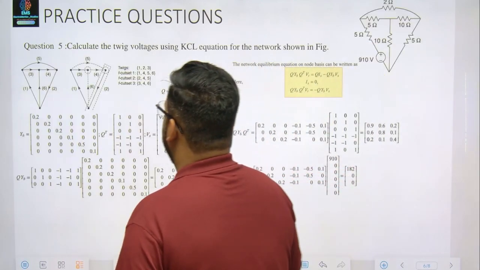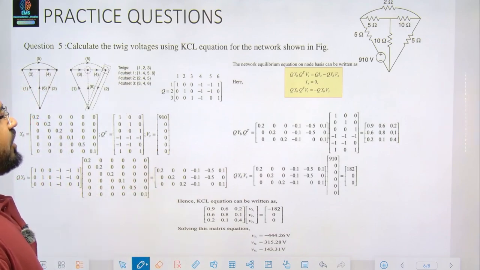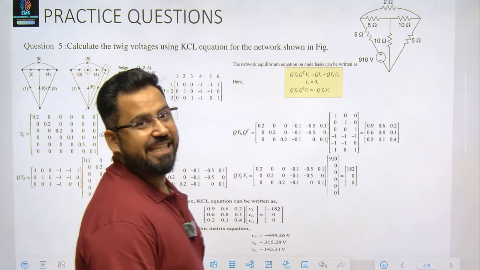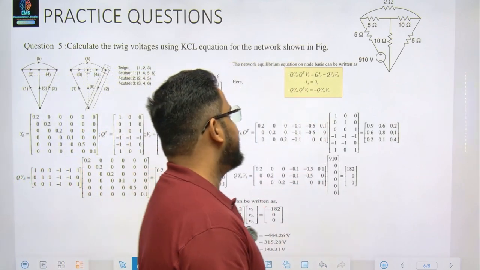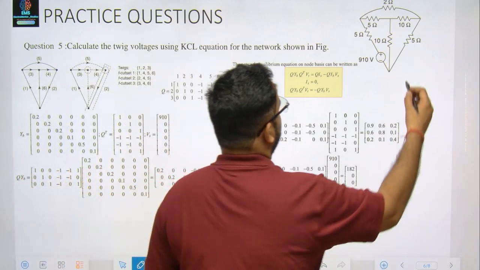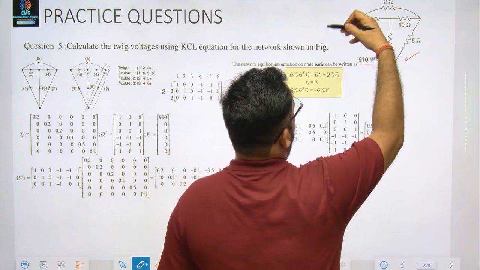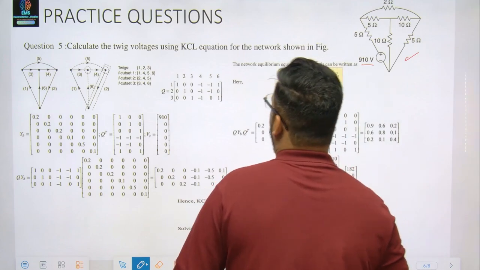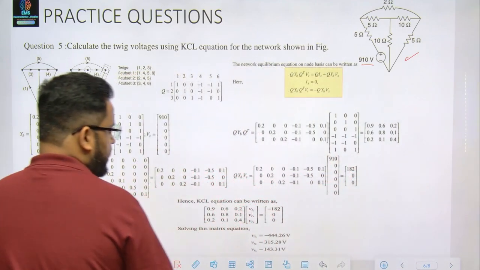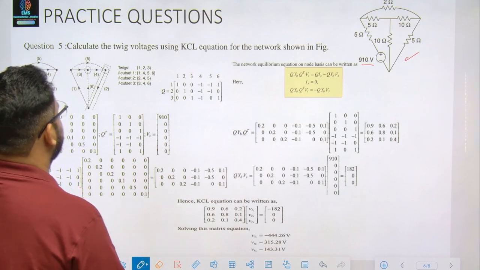Now, till now what we have seen? We have seen the KVL equations. Now we need to calculate the KCL equations. KCL, Kirchhoff's current law. Again, the given circuit is given to us. They've given the voltage source. They've given all the values of the resistances. They want us to calculate the twig voltages. Okay. So now let's start.